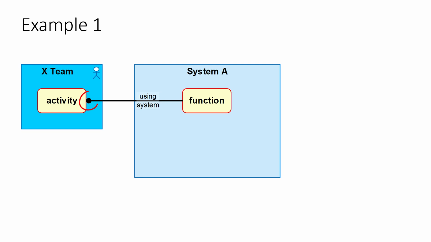Notice the anchor, the solid dot at one end of the relationship. The anchor shows which activity initiates the functional access. The system also stores some information, shown here as dataset A.